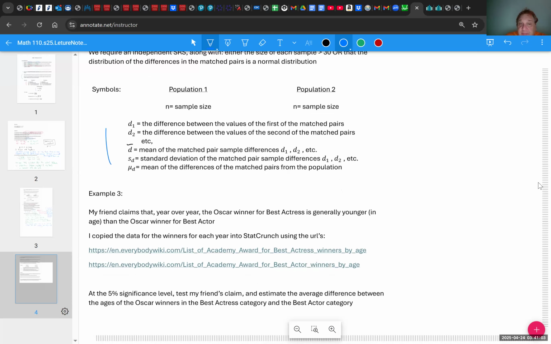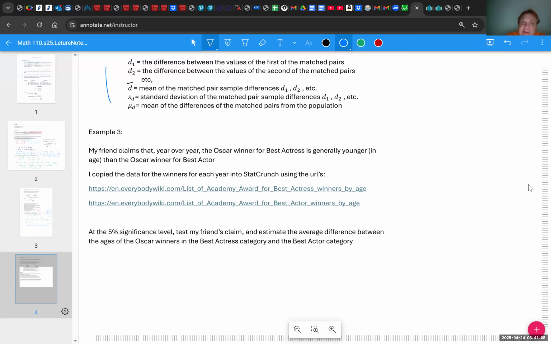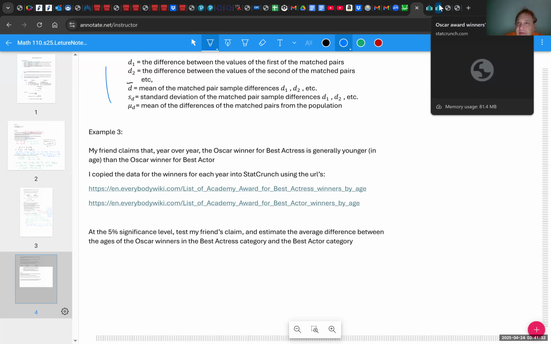And then here's my example. My friend claims that year over year, the Oscar winner for Best Actress is generally younger in age than the Oscar winner for Best Actor. So I went back to the internet and found the data for the winners in those two categories, and I put them into a StatCrunch spreadsheet. Here are the URLs I used in case you want to check them out yourself.